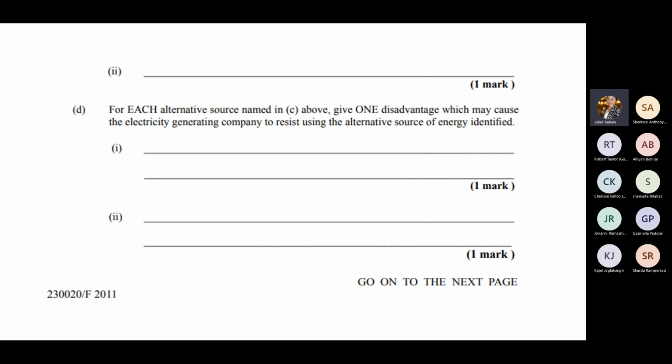All right, so for the last one, for each alternative source named in C above, give one disadvantage which may cause the electricity generating company to resist using the alternative source of energy identified. So, for instance, what if you're saying solar? What is the disadvantage of using solar? Miss, solar energy depends on the amount of sunshine for the day. Yes, because of a lot of weather fluctuations. Remember, it won't be consistent, so it's not reliable. In other words, that's a disadvantage.